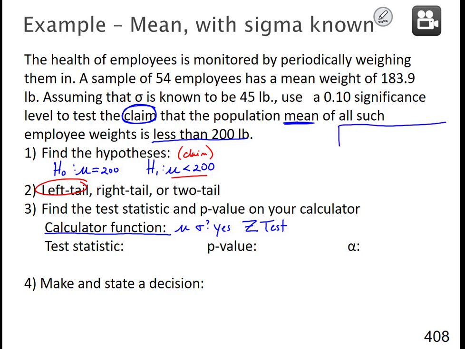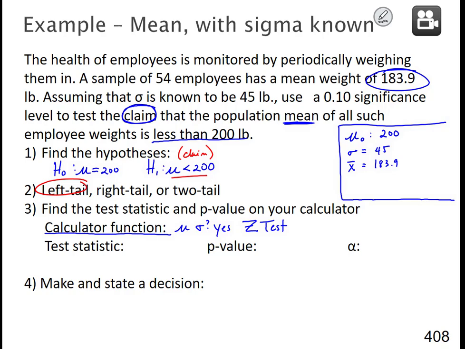I'm going to draw my little box of information on the right side of my screen before we even get to the calculator. And let's write down the things that we're going to have to type in. The first thing is going to be mu sub 0, which is the number from the hypothesis, 200. Then it's going to ask for sigma. The problem tells us that's 45. It's going to ask for x bar, and remember that's the mean from the sample, so that's the 183.9.